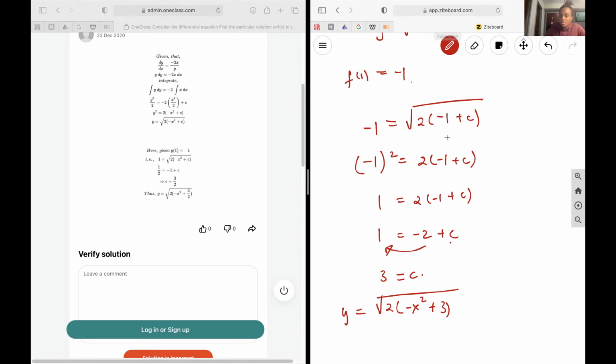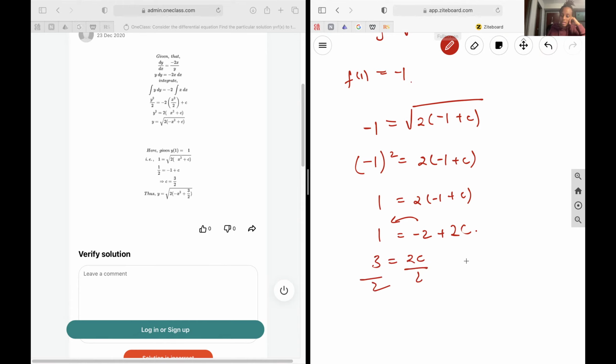Oh, this is 2c. So be careful with your factors. This is going to be 2c when you multiply it in. So when I move this over, this will form 3 is equal to 2c, divide out the 2, and I get c is equal to 3 over 2. And so I get that the general formula becomes y is equal to the square root of 2 times -x squared plus 3 over 2. And that's going to be it for this question.